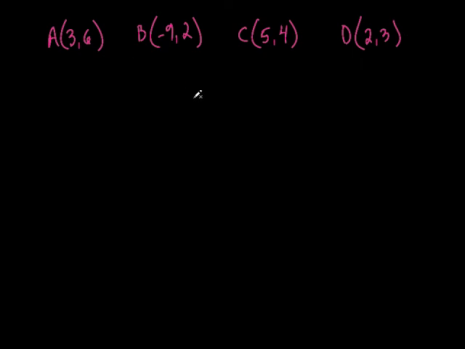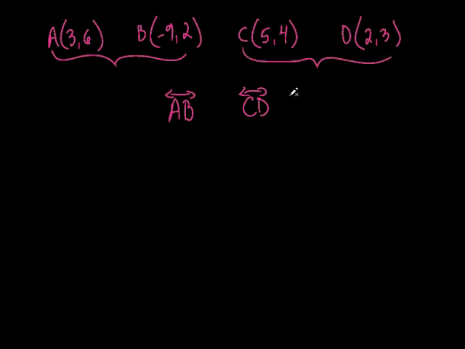Yeah, I think so. Here's what they're going to do. They're going to say, look at line AB and look at line CD. These 2 points will make line AB, won't they? And then these 2 points right here will make line CD. Agreed? So the question is, are these two lines parallel? Are they perpendicular? Or are they neither?